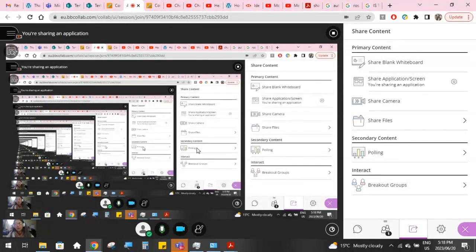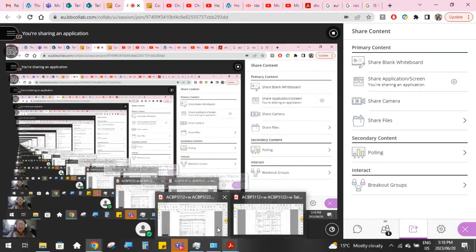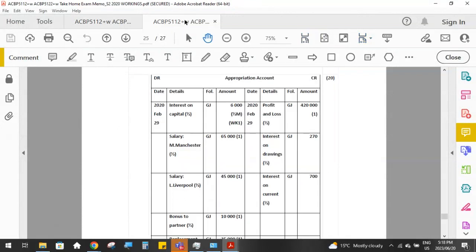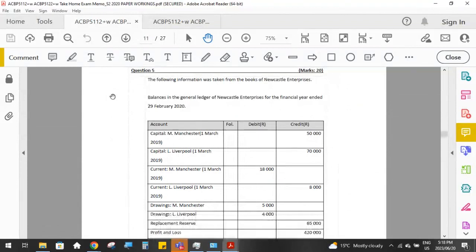They're not very long ones, so it shouldn't take us too long, but at least you can have a look at what the workings look like. Okay, so question 5. This is learning unit 5. Partnerships.